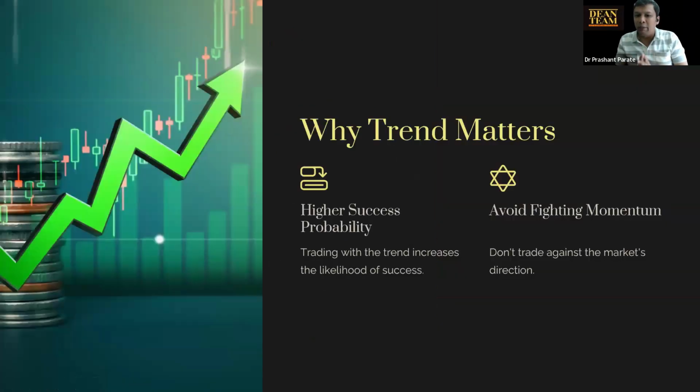And why does the trend matter? Because the probability of success is increased when we trade in the direction of the trend, and we can avoid fighting momentum. If the momentum is on the downside and we are bullish, what will happen? It can go up slowly and it can fall rapidly.